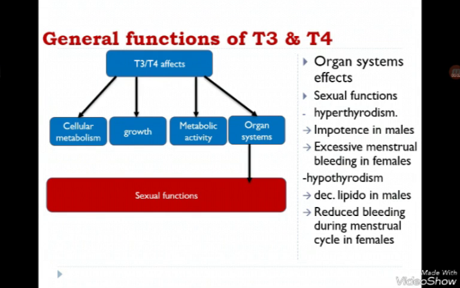The last organ system that's affected by thyroid hormone is the urogenital system. Okay, in general, thyroid hormone is important for sexual functions because it affects many other hormone secretion processes that are required for sexual function. In general, hyperthyroidism causes impotence in males and excessive menstrual bleeding in females, while hypothyroidism causes decreased libido in males and reduced bleeding during the menstrual cycle in females.